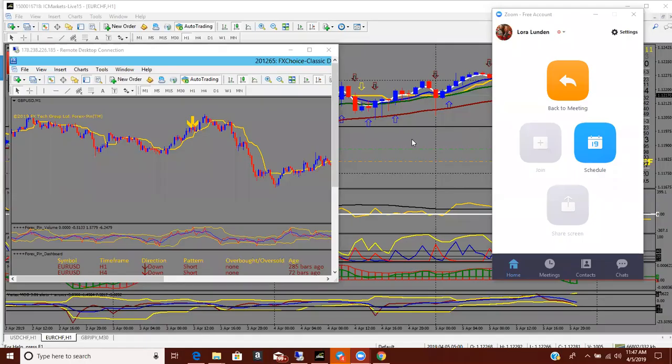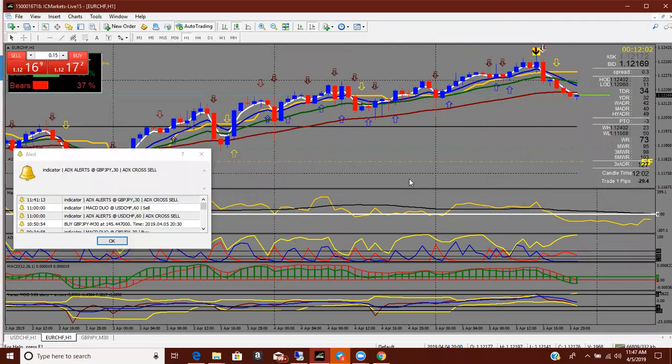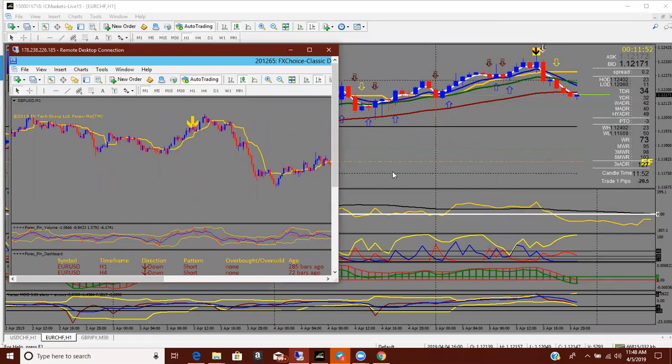I want to make sure I'm sharing my proper screen. Okay, I have had a request, a couple of them actually, for wanting to see screenshots of the pin system on each time frame. So I chose GBP USD, and this is what I did.